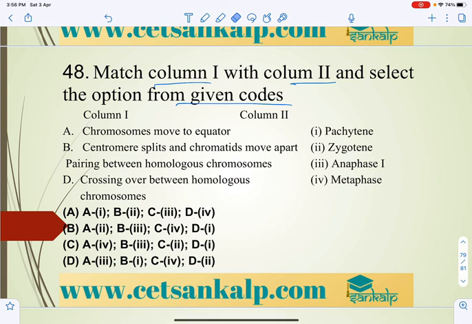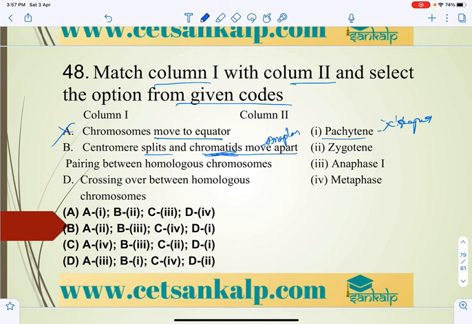Chromosomes move to equator means that is metaphase. It is not pachytene, where crossing over takes place and chiasma appears, the X-shaped structure, chiasma. And this is wrong: centromere splits and chromatids move apart. Chromatids moving means that is anaphase, not anaphase 1. So in anaphase, the centromere splits and chromatids move towards the poles.